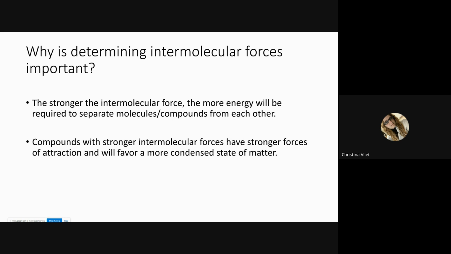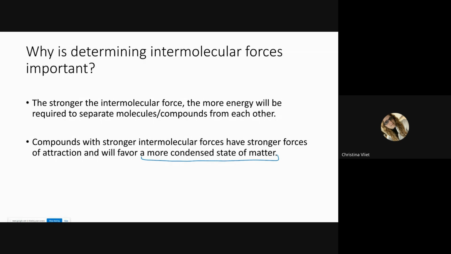So this actually goes into molecule state of matter, whether they exist as a solid, a liquid, or a gas, and what temperature will be required to melt and boil different materials. So that's one of the things. And the second thing is that compounds with a stronger intermolecular force have a strong force of attraction, so this means that they will favor a more condensed state of matter. And so that's also important.